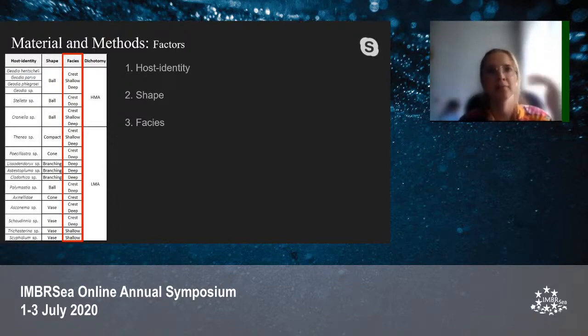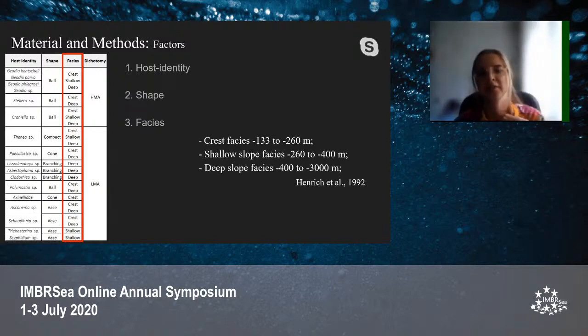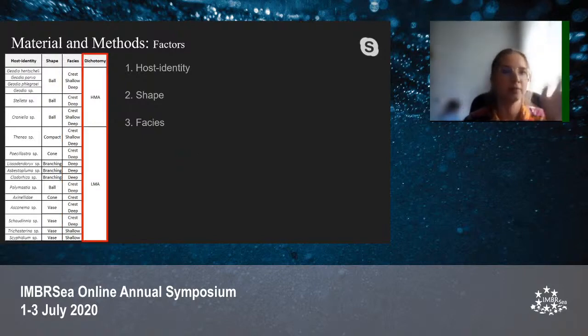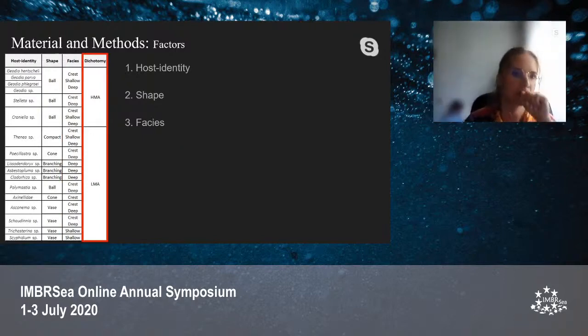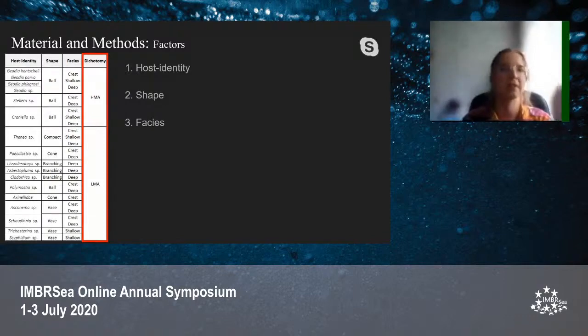where Vesteris Seamount was zonated by biological and geological differences. We had the crest facies from the top of the seamount to 260 meters depth, then the shallow slope facies from 260 meters to 400 meters depth, and the deep slope facies from 400 meters to 3000 meters depth. Together with all these factors, we will try to explain the microbial abundance dichotomy.